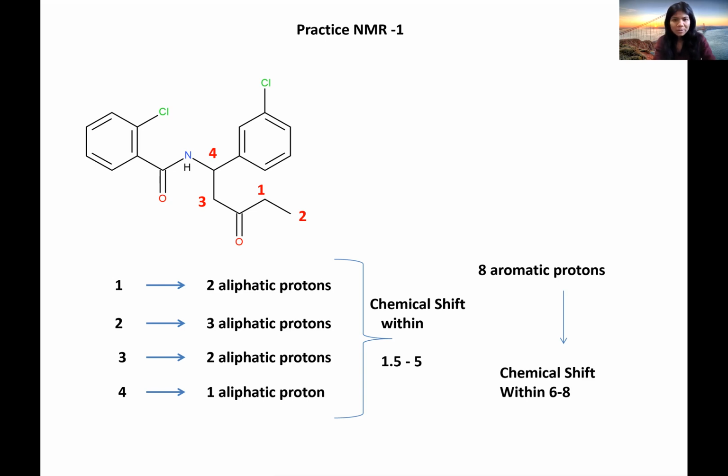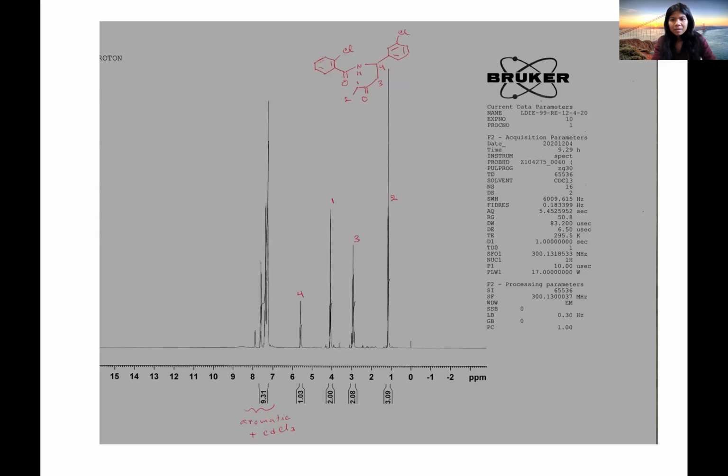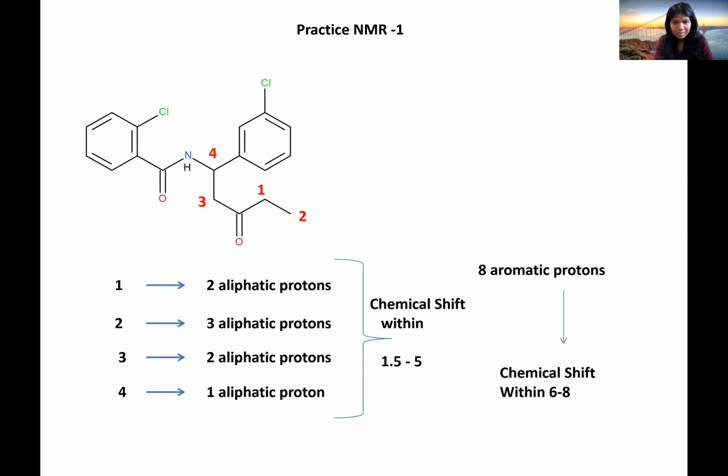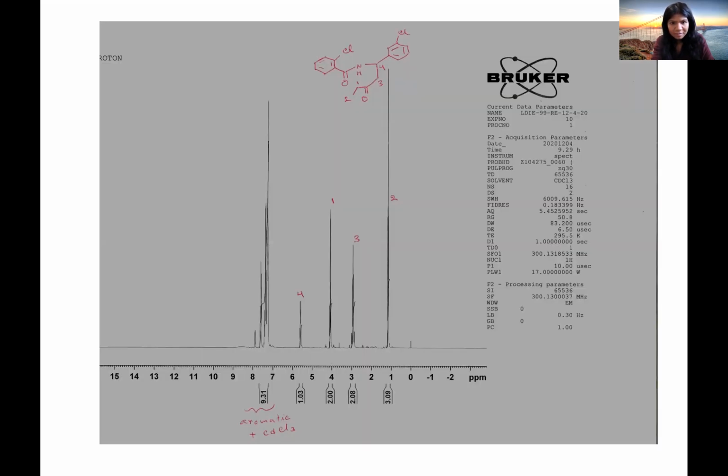So now let's look at the actual NMR which I got in my lab for this compound. So this is the NMR which I got for this compound. As I mentioned, we would expect a signal for two aliphatic protons. Let's check where that is in the NMR. So yeah, here we have a signal for two protons.